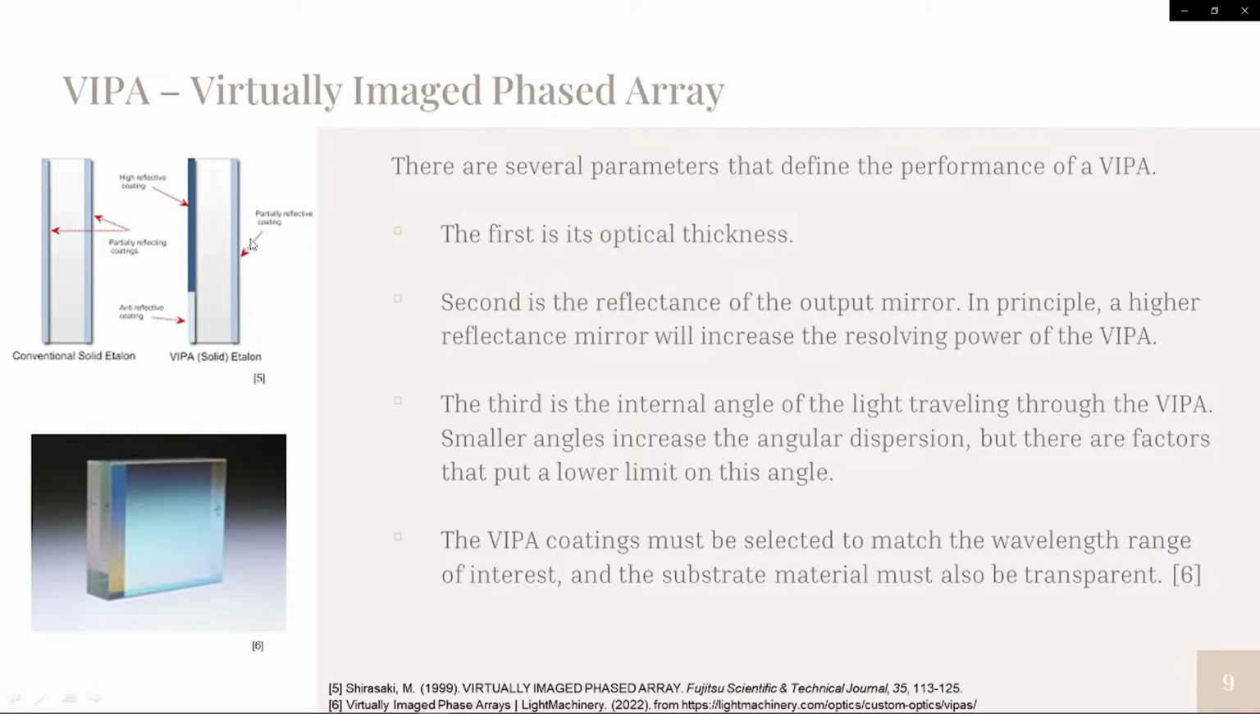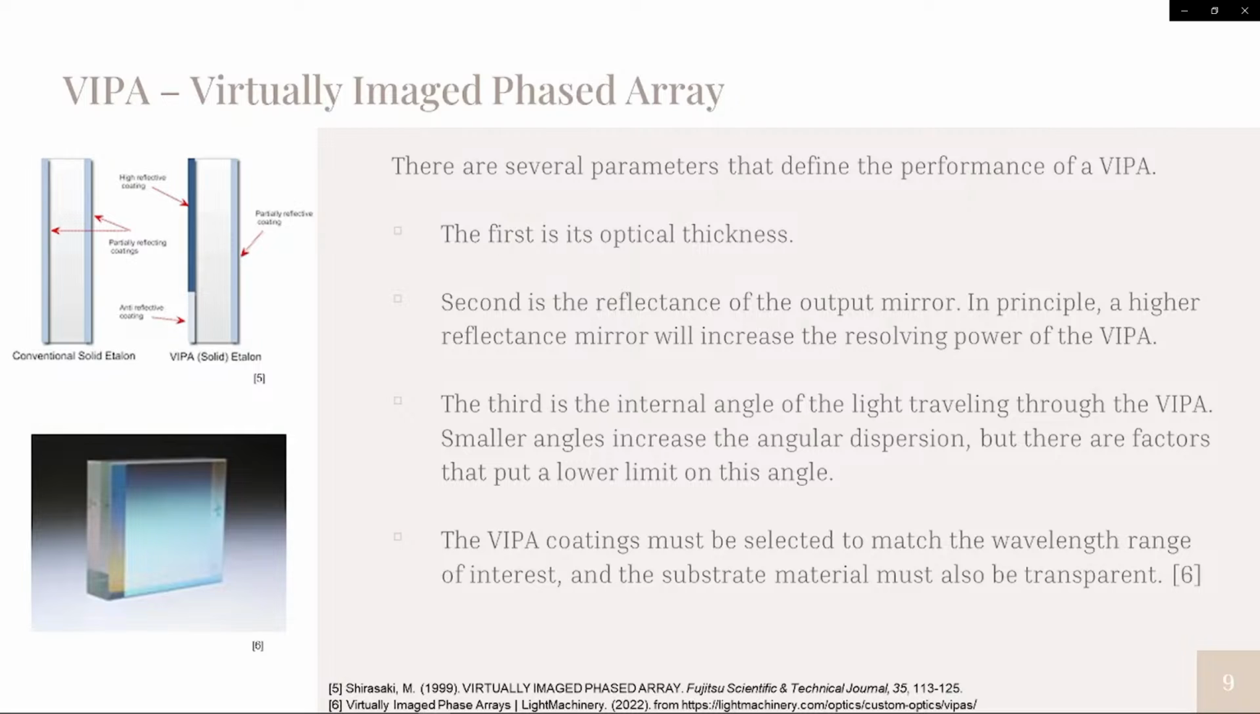In principle, a higher reflectance mirror will increase the resolving power, but you also have to keep in mind that there needs to be a significant difference between the high reflective coating and the partially reflective coating. It cannot be 100% because the idea of the virtually imaged phased array is then lost. And third, you have the internal angle of the light traveling through the VIPA. Once light is introduced through the anti-reflective coating, there's an angle at which it travels through the VIPA. Smaller angles definitely increase the angular dispersion, but there are factors that put a lower limit on this angle. I will come to that later when I talk about my system.